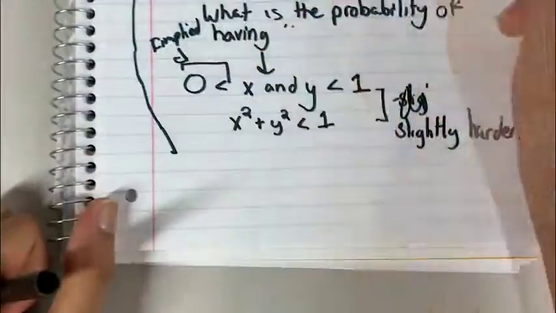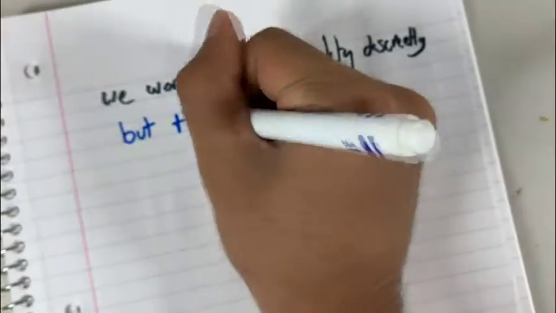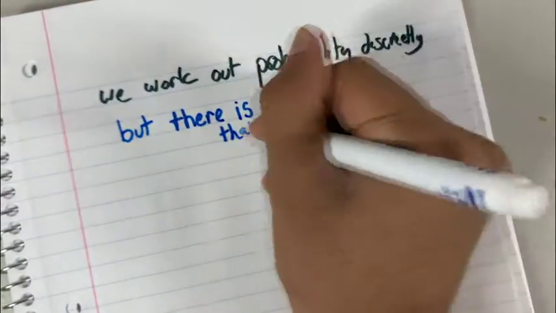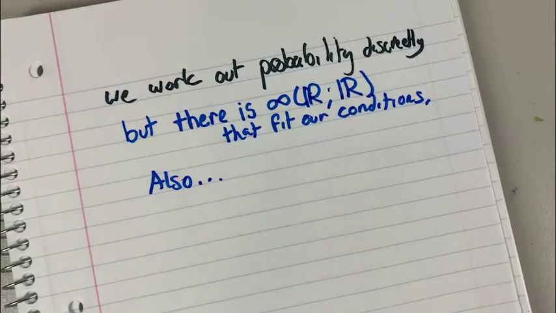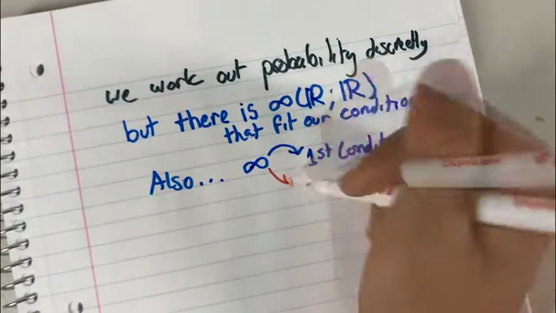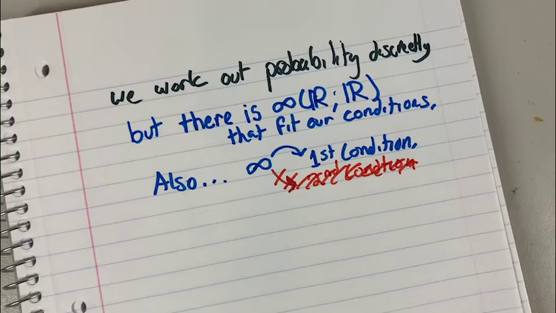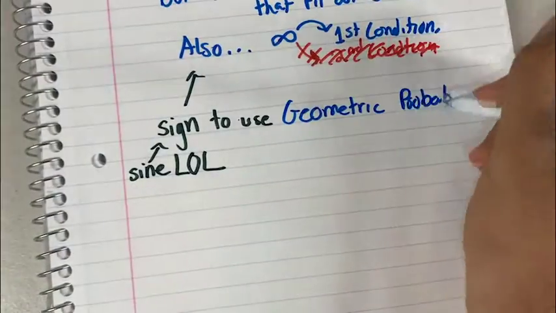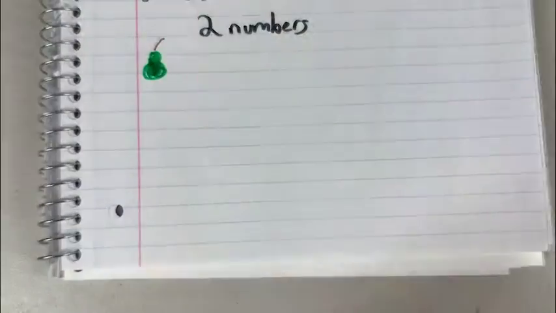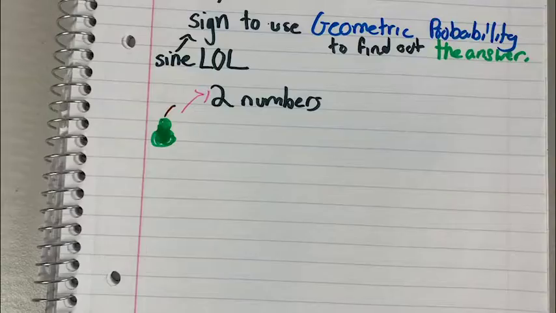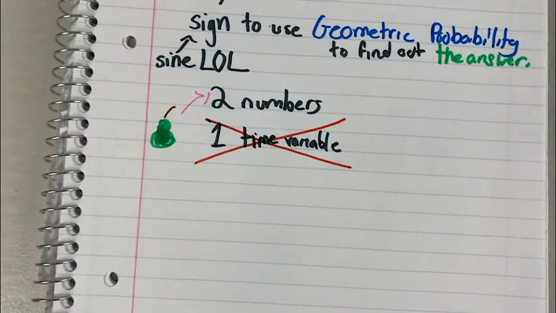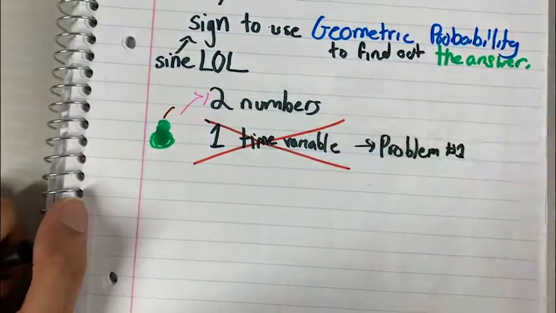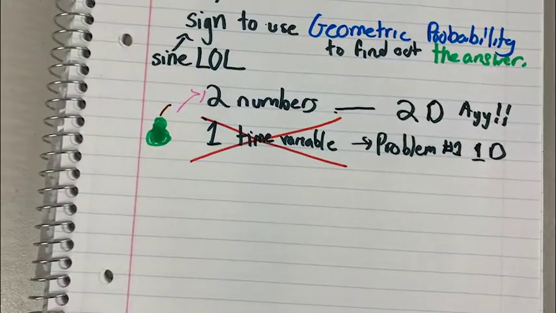Okay, let's think about that. Now, we could work out the probability of that, but there's an infinite amount of pairs of real numbers that fit our conditions, and also an infinite amount that fit our first conditions and don't fit our second. But this is a sure sign that we need to use geometric probability to find out our answer. Since we're dealing with a pair of numbers, as opposed to just one time variable in the problem before this, we're going to be working in 2D, not 1D.